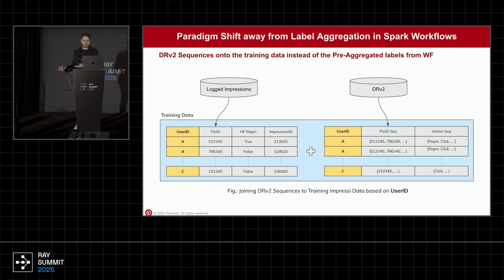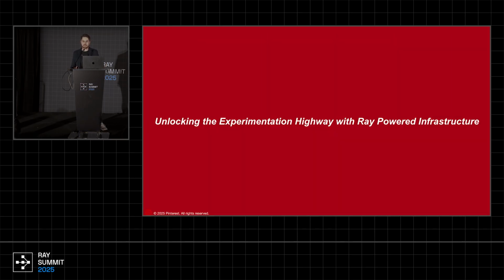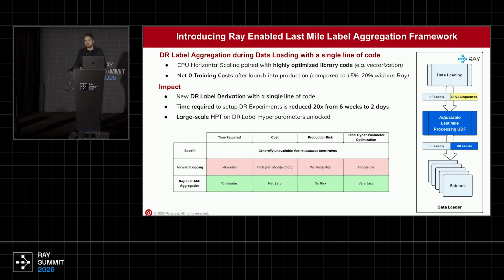You used to have labels in your training data, now you just have sequences. The models clearly don't work on these sequences, so what do you do? Well, this is the point where Ray comes in. Using Ray, we constructed something we called the last mile label aggregation framework. And this is a very robust but simple framework that allows the user to derive any downstream rewards label within a single line of code.